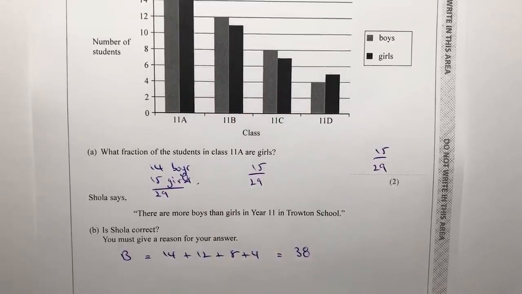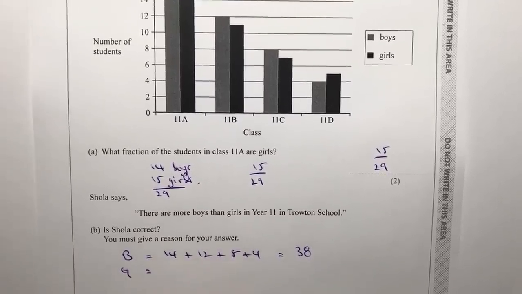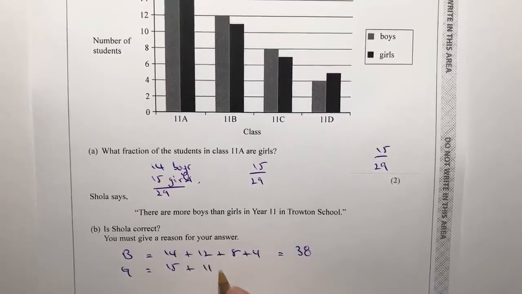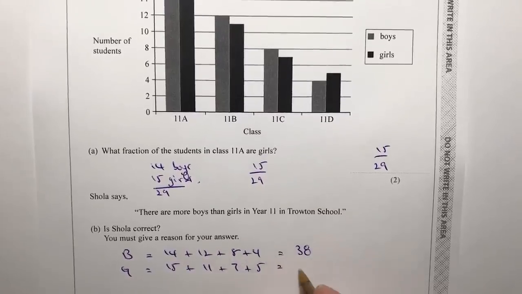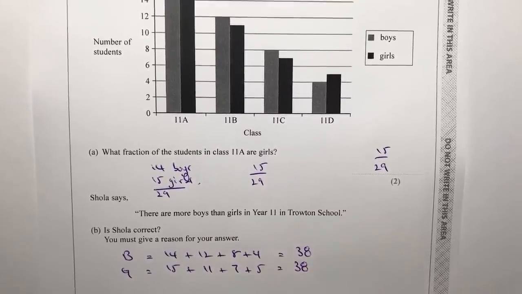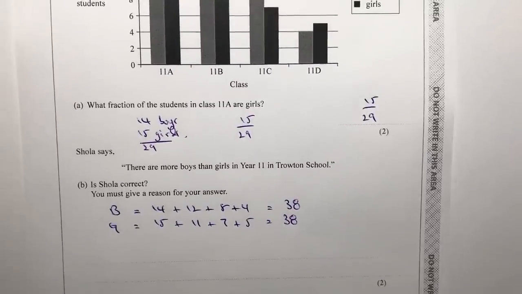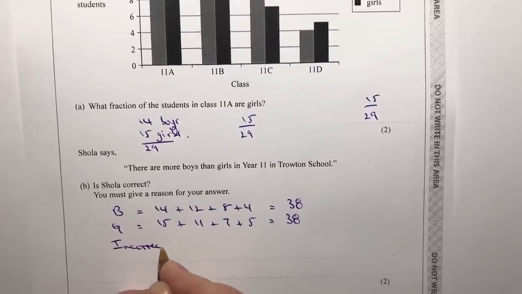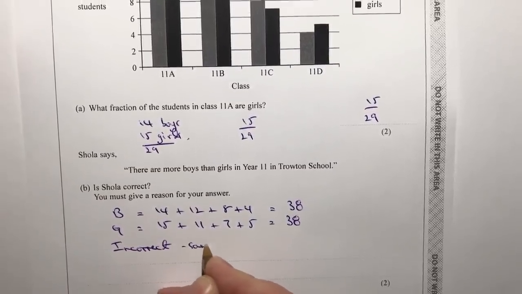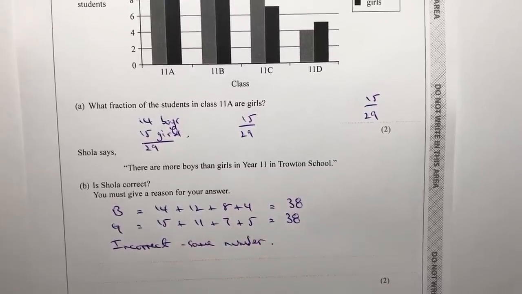Okay, and then if we look at girls, we're going to do the same exercise. We've already said that in 11A there's 15 girls, so there's then 11 plus 7 plus 5. If you add that all up, that's also 38. So actually, Shola is incorrect. It's the same number, so she is incorrect. And if I write in here, same number. Okay, hope that's all right for you.